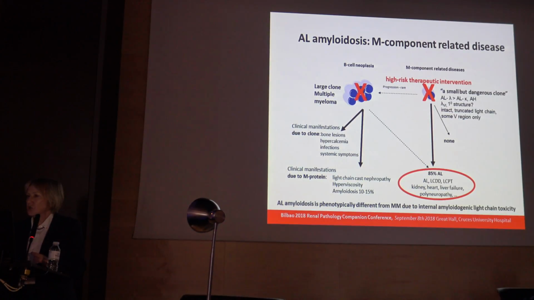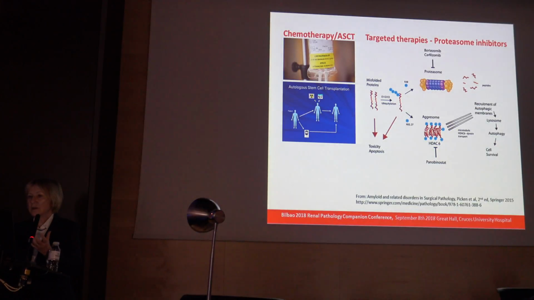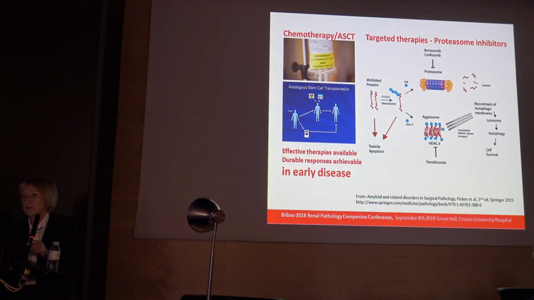So the diagnosis of light chain amyloidosis is a very serious one, because what follows is a high-risk therapeutic intervention, okay? So please beware, make this diagnosis only when you are really sure. What happens is chemotherapy, autologous stem cell transplantation. Nowadays we have more targeted therapies with proteasome inhibitors, and these treatments are effective providing the diagnosis is made at the early stage of the disease. And unfortunately, many patients are diagnosed at the stage when they are too frail to undergo this brutal therapy, which, however, can lead to durable responses.